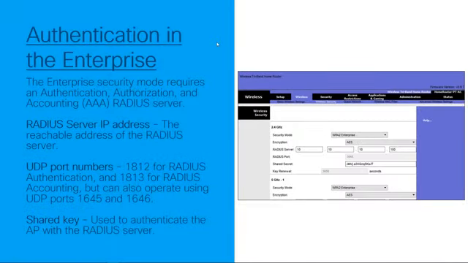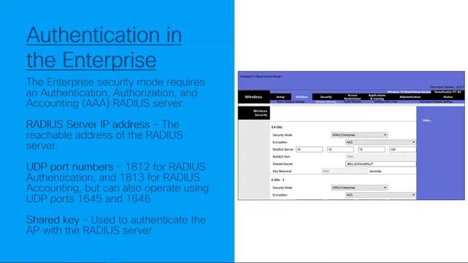WPA2 Enterprise was designed for enterprise business environments, but it still can be performed in a house. So how crazy can it get? Well, deploying a RADIUS setup is not too crazy. It's just getting some of the basics down. When you do authentication in the enterprise and you have a RADIUS server, we have to make sure that our wireless access point or wireless router can reach the RADIUS server. That means our wireless access point or wireless router has to know the IP address of the RADIUS server. Also, because RADIUS is running on the server itself, our wireless access point or router has to be able to target the port numbers that the service is reachable on that RADIUS server. The common port numbers are 1812 for RADIUS authentication and 1813 for RADIUS accounting. But these can also operate using ports 1645 and 1646.